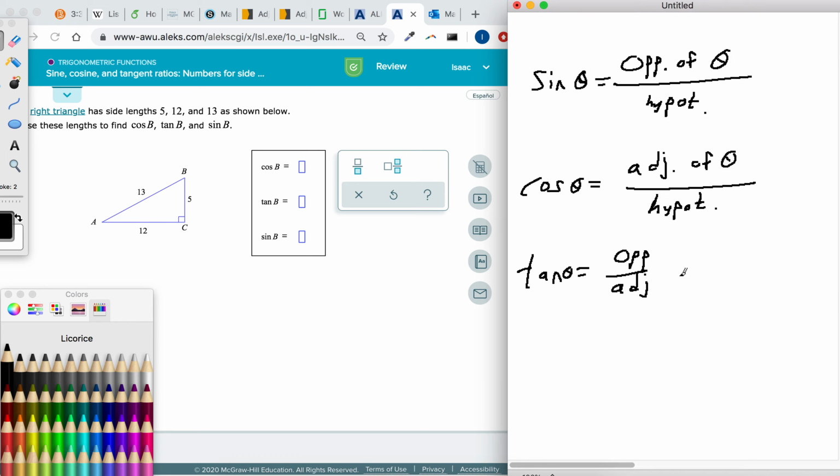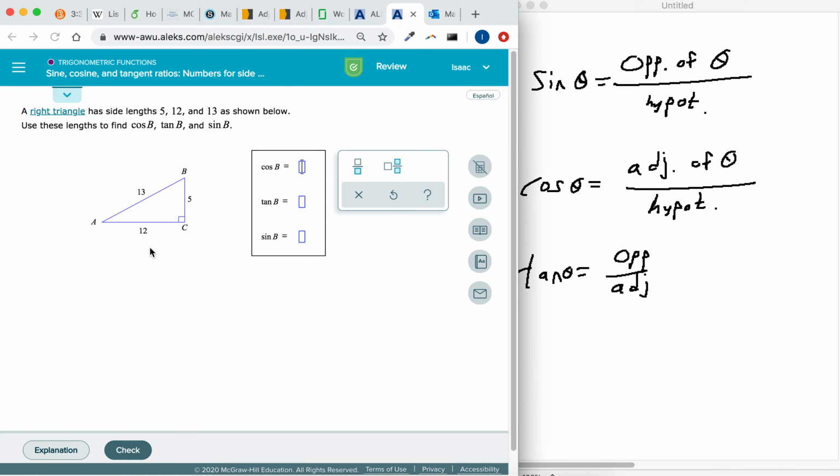Okay, you might have heard of SOHCAHTOA before. SOHCAHTOA means sine is the opposite over the hypotenuse, the SOH part. Cosine, CAH. Tangent, TOA. That's just a way of keeping those straight.